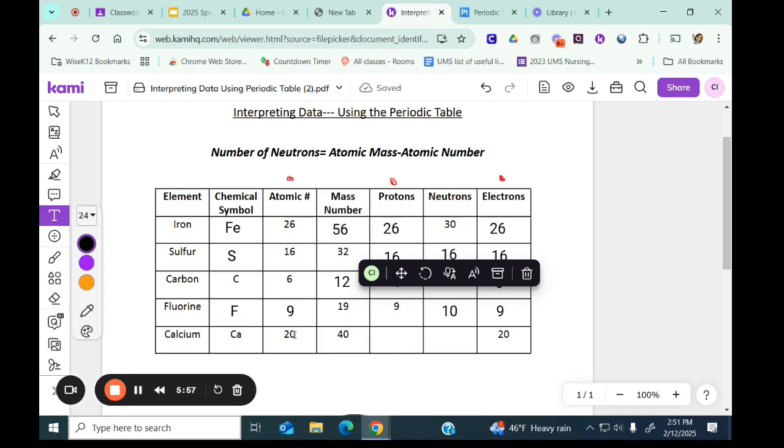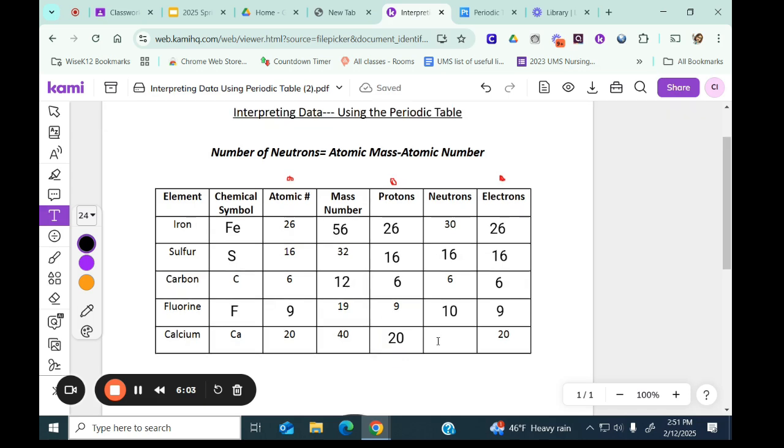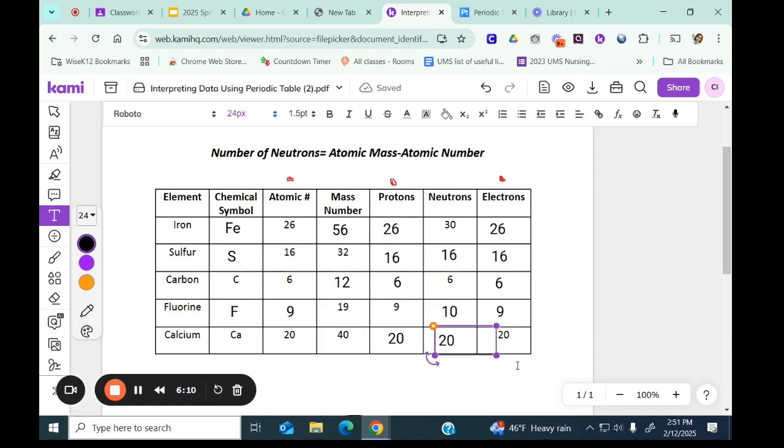Okay, calcium has an atomic number of 20, so it's going to have 20 protons. It's already got the electrons there, it's 20. Got to find the number of neutrons, so we're going to subtract our atomic number and mass number. So 40 minus 20 is going to give us 20.